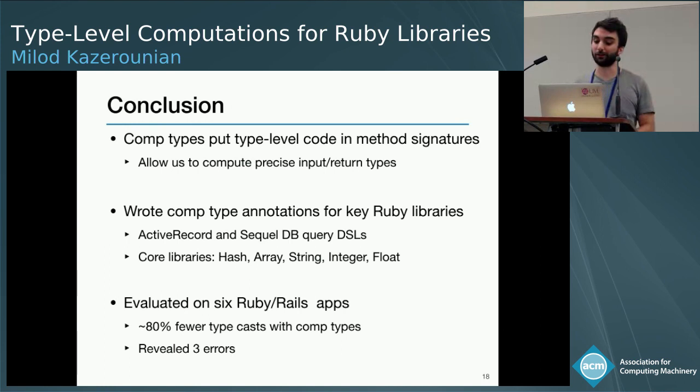So to just briefly conclude, we developed this system of CompTypes, which puts type-level code in method signatures and allows us to compute precise input and output types for Ruby library methods. We wrote CompType annotations for a number of key Ruby libraries, including database DSLs, and some of Ruby's core libraries. And we put these to the test against 6 popular Ruby apps and found we needed significantly fewer typecasts when we used CompTypes, and we also found 3 previously unknown errors in the process.